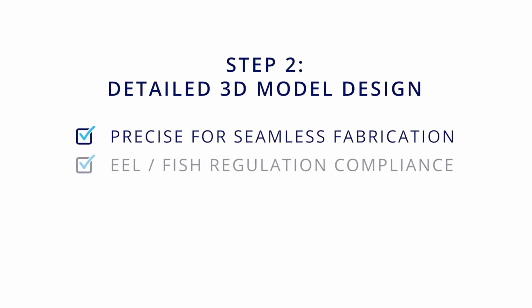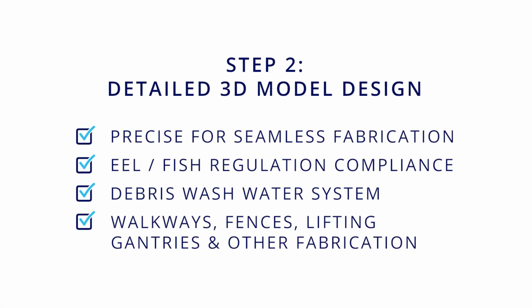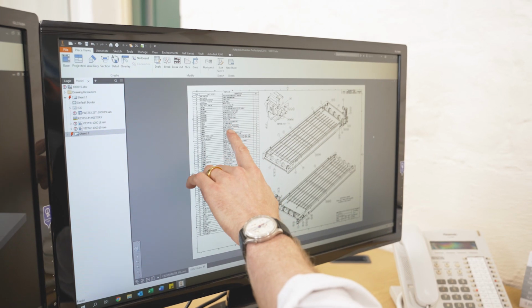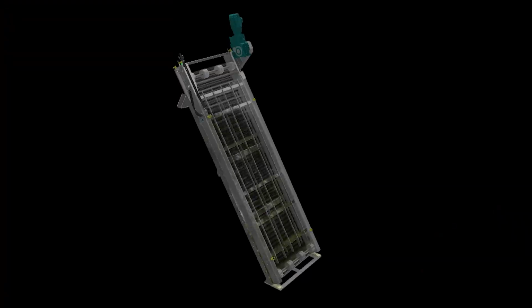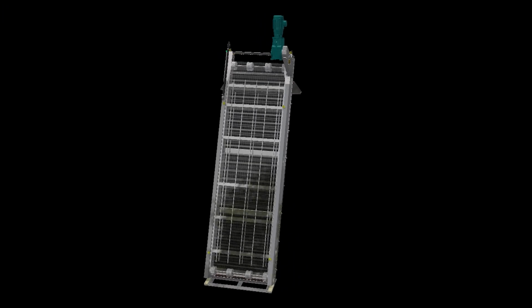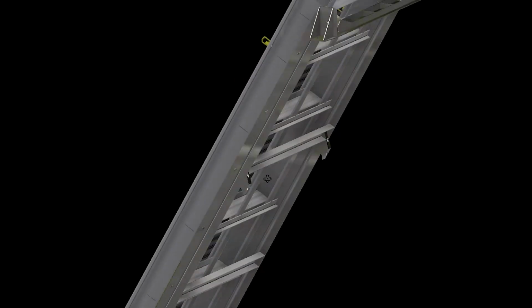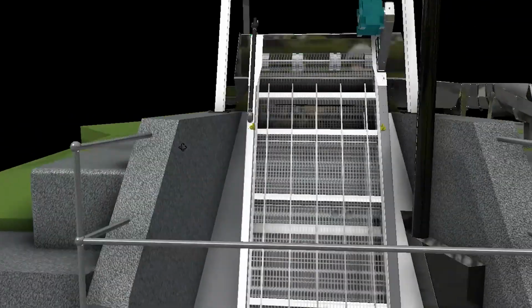Once we've done the site survey, we'll come back to the office. We spend quite a lot of time looking at any regulatory constraints, so if it's got to be eel regulations compliant or if it's driven by some sort of fisheries regulation. We'll look at that in quite a lot of detail and just make sure the screen's going to meet all those requirements. But then we'll start off by getting the screen itself specified, so getting the length and the width and the angle of inclination of that exactly right.